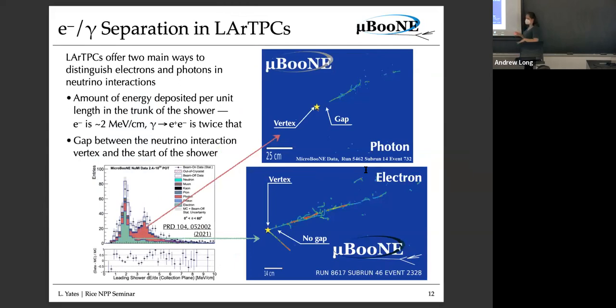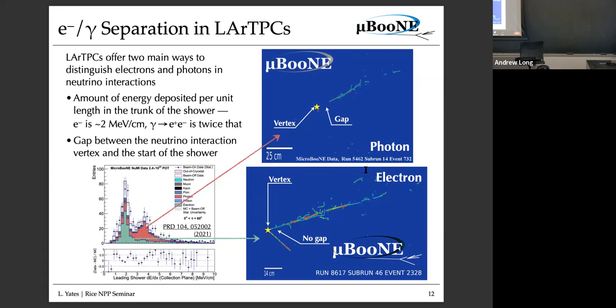Okay, so as I said before, MiniBooNE can't really tell the difference between electrons and photons. One of the reasons that LArTPCs are better, especially for addressing the MiniBooNE anomaly, is that we can. There are two main handles that we have for this. One is the amount of ionization that gets deposited at the vertex, or in the trunk of the shower near the vertex. For an electron, you're just seeing the ionization from the electron directly. That deposits about 2 MeV per centimeter. That's this green peak on this plot.